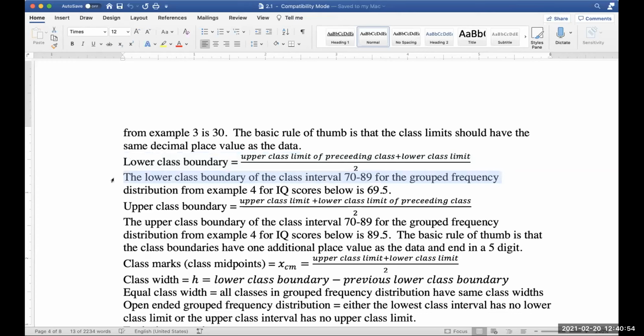So the lower class boundary for the class interval 70 to 89 was 69.5. The upper class boundary for the class interval 70 to 89 was 89.5. So the basic rule of thumb is that the class boundary will have one additional place value beyond the data, and it will end with a 5.